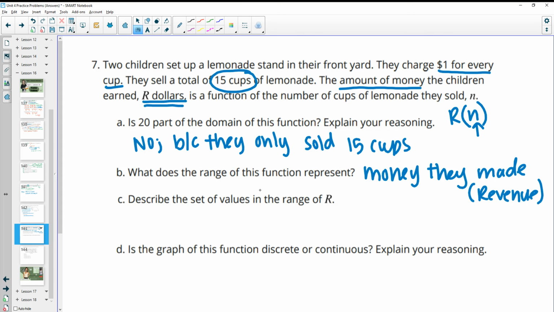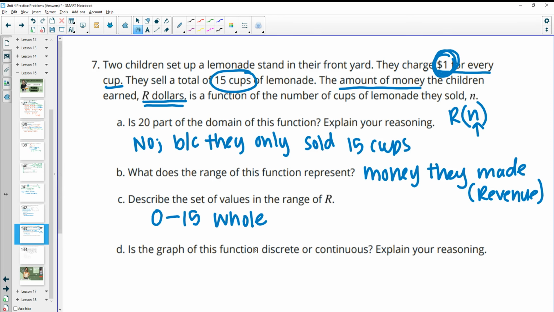Describe the set of values in the range. So the money that they're getting is $1 per cup, and they sold 15 cups. So the range would be, as they're selling it, they had $0, okay, all the way up to 15, and then it's just going to be whole numbers. So they're not going to get partial dollars because they're not selling partial cups.